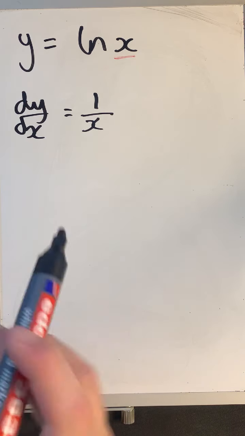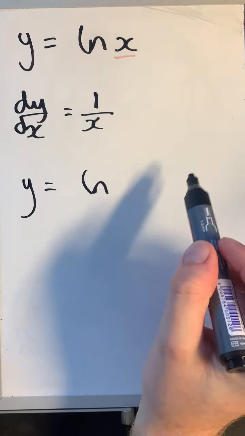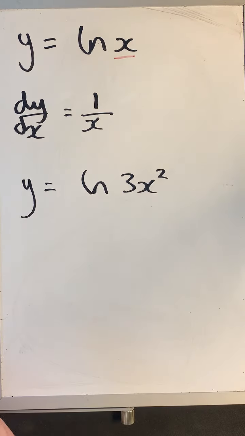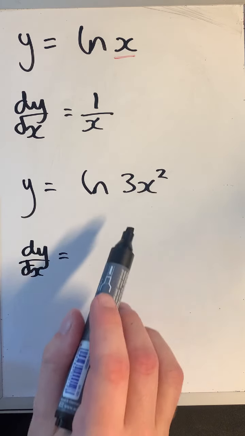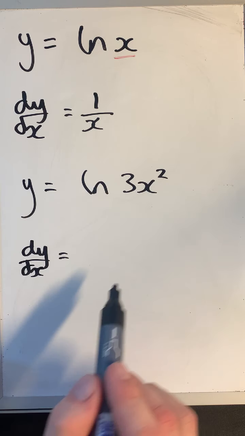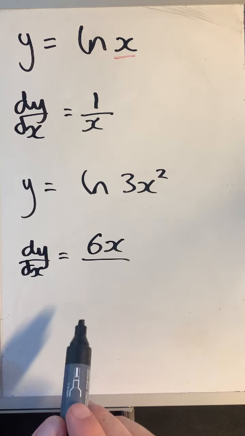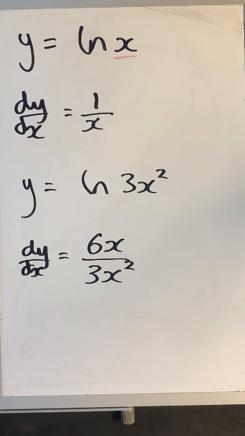So for example, if we've got another log, say ln of 3x squared, let's try and differentiate this. Remember what I said, we differentiate what's inside the log. So what's that going to be? 6x. And then we put it all over whatever is inside the log. That's over 3x squared. And of course, quite often with these ones, things will start to cancel because of the nature of what you're doing, which is dividing through by something.